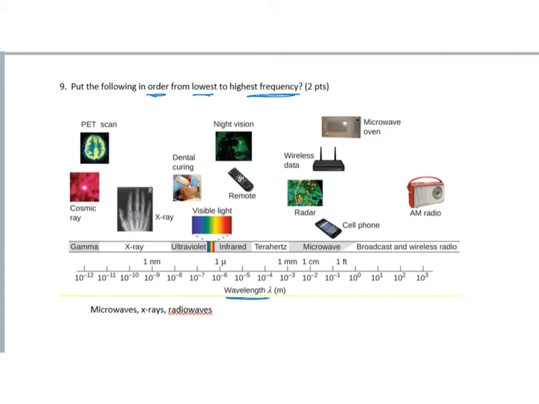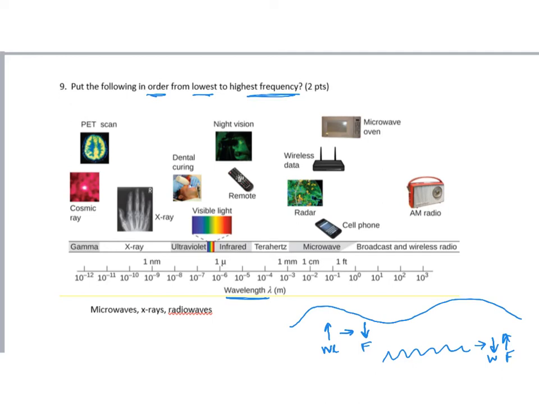A high wavelength or long wavelength would be something like this, right? This would be a long wavelength. When wavelength is long or high, our frequency decreases. So this would be a long wavelength and low frequency. Something like this is a low wavelength and a high frequency. Okay?